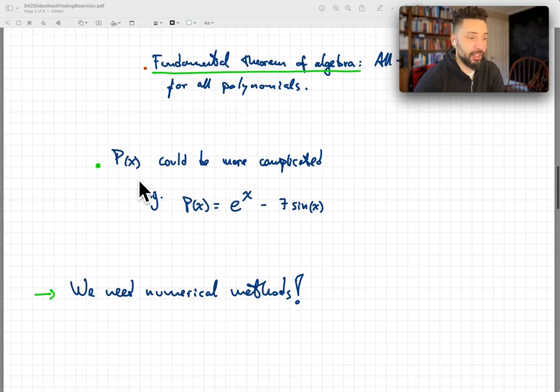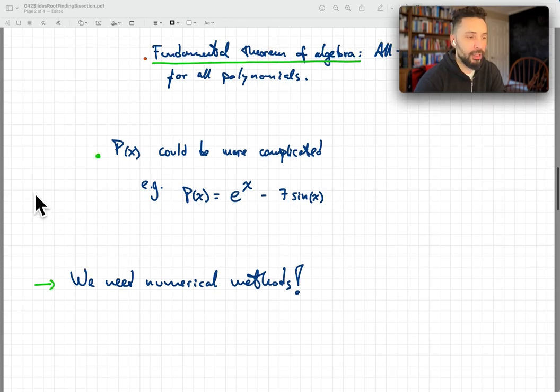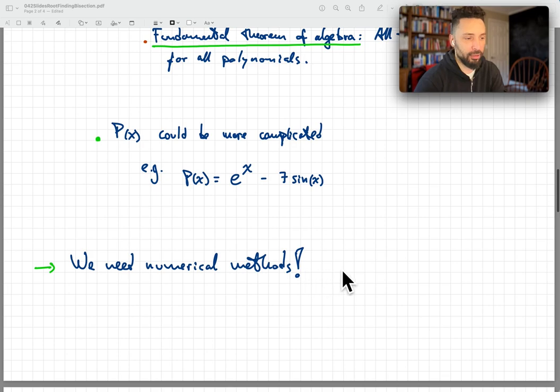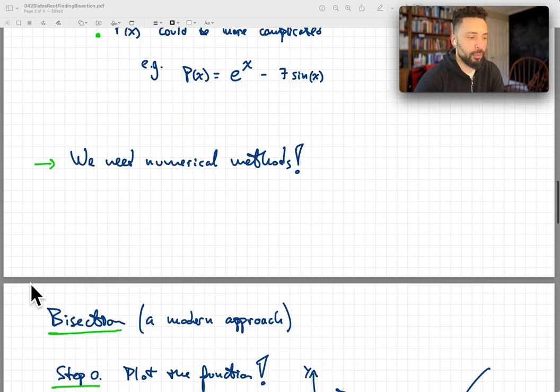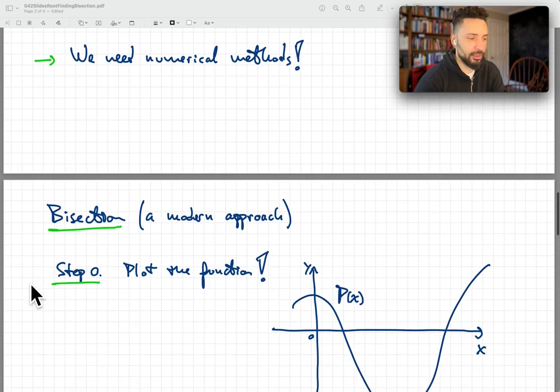But of course, p of x, our function, doesn't have to be a polynomial. It could be much more complicated. It could be some exponential like this minus some trigonometric function, or multiplying. It could be some complicated mess. It could be the result of a complicated integral whose form we don't really know, and we're evaluating numerically. And so we need somehow numerical methods to approach the problem of calculating roots. And so the first method that we're going to see is bisection.